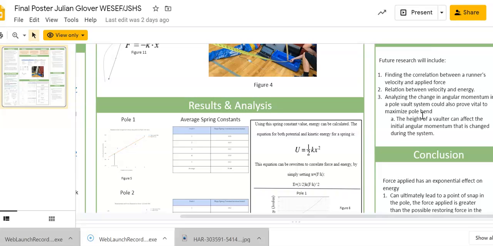So my future research, I want to find the correlation between a runner's velocity and applied force, and also velocity and energy. I also want to analyze the moment of inertia and the change in angular momentum in a pole vault system, and how the height of a vaulter can affect that.